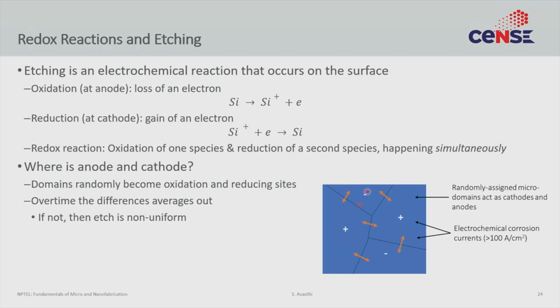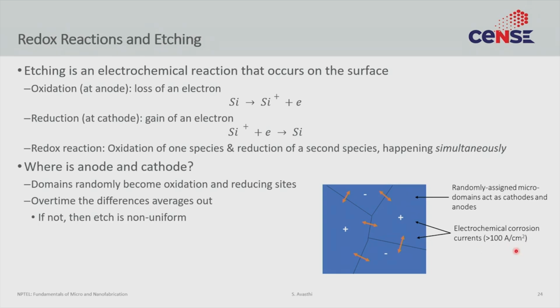Between these positive and negative domains you can imagine there will be an electric current, because anytime you have a potential you have current. And because these positive and negative domains are so close to each other, the electrochemical corrosion currents that actually go through this device are fairly high. They can be as high as 100 amps per centimeter square. This is not a device course, but those of you who do have a device background may be able to appreciate that this is a fairly intense amount of current, right.